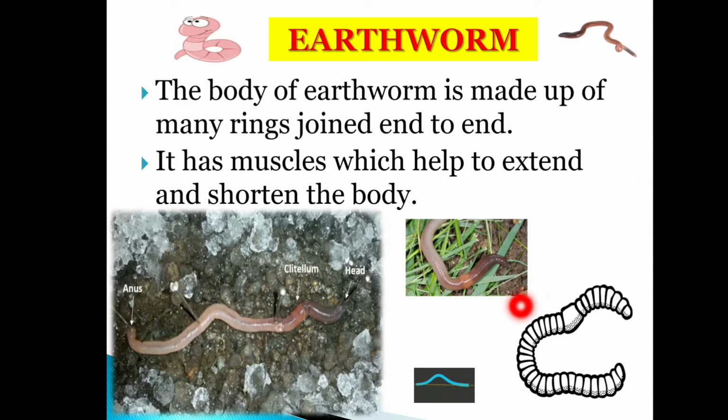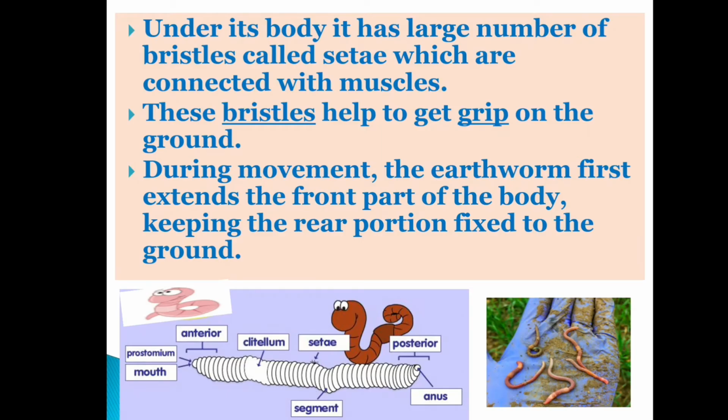The body of the earthworm is made up of many rings joined end to end. You can see here in the picture. It has muscles which help to extend and shorten the body. Under its body, it has a large number of bristles called setae, which are connected with muscles. What are bristles? Bristles are short, stiff hair on the animal's skin. These bristles help to get grip on the ground.